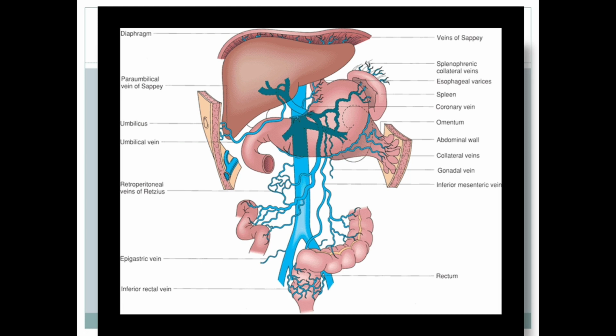So they are very liable to get traumatized. When they get traumatized because of vomiting or retching, the patient will actually vomit out blood because these vessels rupture.